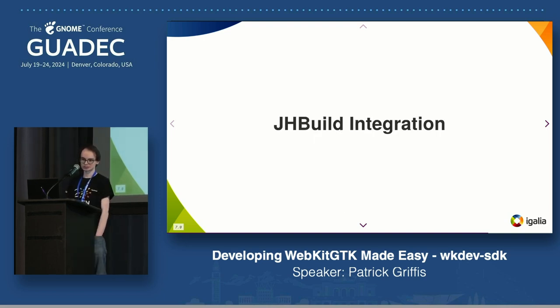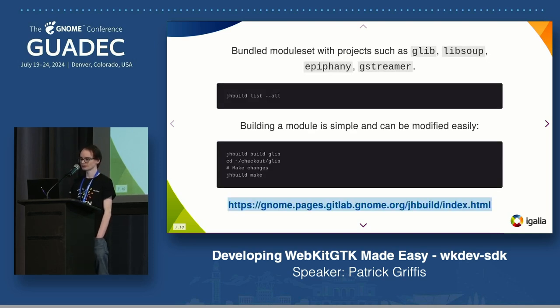And we continue to use JHBuild. It's maybe not the prettiest tool in the world, but it's quite effective for our development workflow. We include a module set that has all of the popular GNOME projects like glib, libsoup, Epiphany, and GStreamer, which are things that you'll regularly build. Here's an example of building glib. We always put it in the checkout directory, so you can just make changes there and then reinstall it to easily test different glib versions or patch glib.